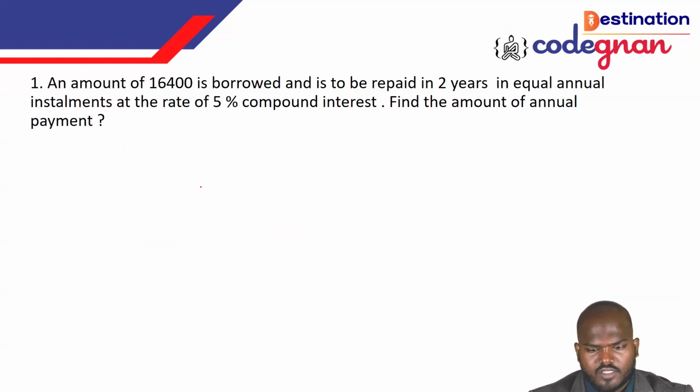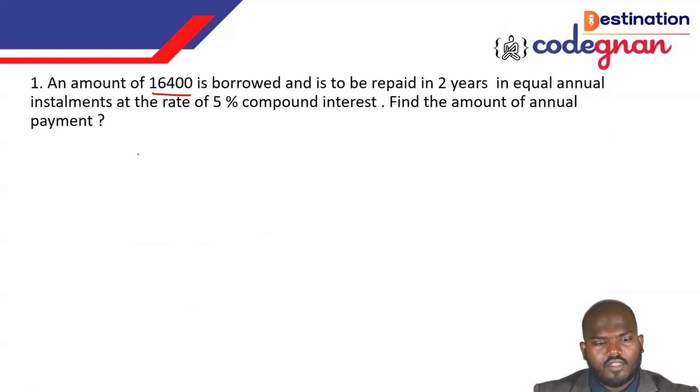Okay, so going onwards, question number 1. They are saying that the amount of 16,400 is borrowed and it is repaid in 2 years in equal installments at the rate of 5% compound interest. So find the amount of annual payment. What will be the total payment paid? That is the thing they are asking here: total annual payment.